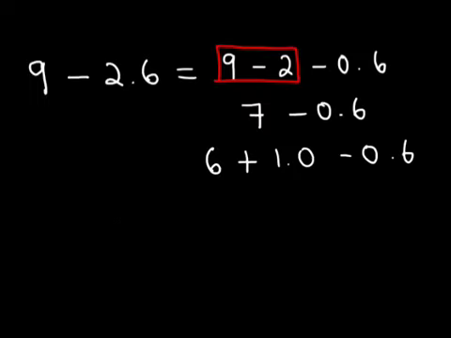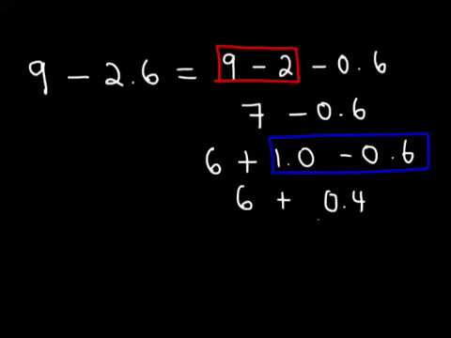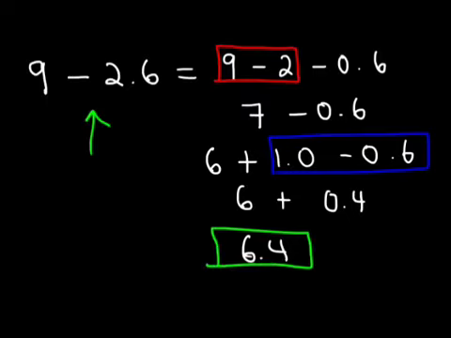So now I'm going to subtract these two. So 1 minus 0.6, if you think of 10 minus 6, 10 minus 6 is 4. So 1.0 minus 0.6 is 0.4. And thus you have 6 plus 0.4, which is 6.4. And so that's another way in which you can do these types of problems.